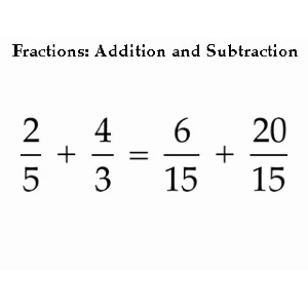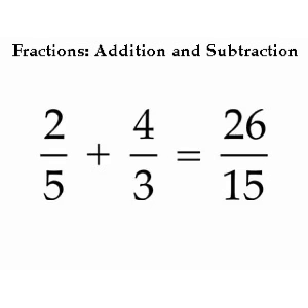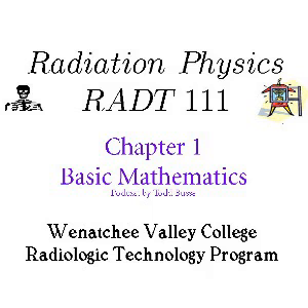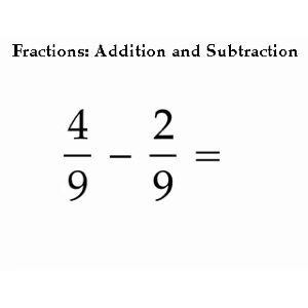When we add the fractions together, we're going to get 6 plus 20, which is 26, over our common denominator of 15. We get 26/15. That is reduced to lowest terms, so we do not have to reduce it anymore. Now we are going to change and look at some subtraction.